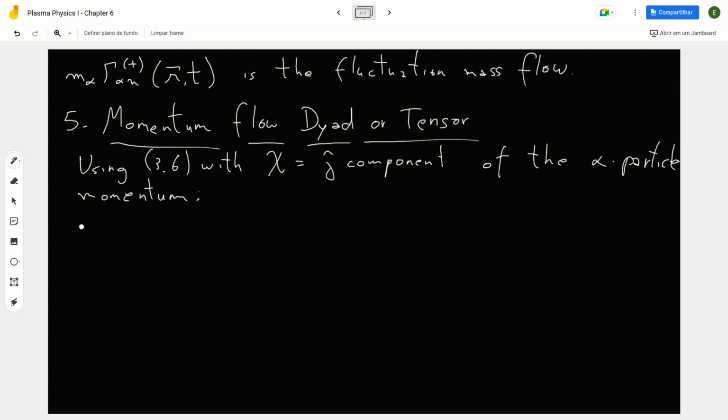So we get, well, what is the j component of the momentum? It's m alpha, the mass of the alpha particle, times the velocity of the particle dot j, the j direction. So this is going to extract the j component of the velocity. So I can write it like this.